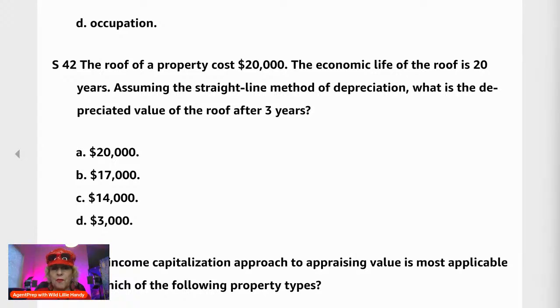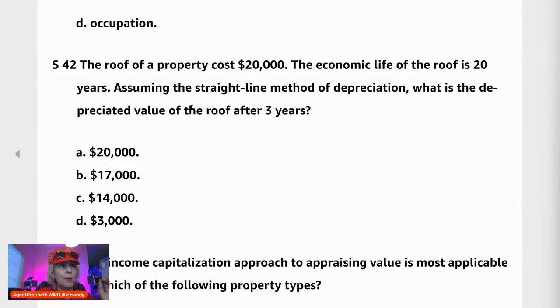42. The roof of a property costs $20,000. The economic life of the roof is 20 years. Assuming a straight line method of depreciation. Straight line means you're depreciating it equally every year. What is the depreciated value of the roof after 3 years?